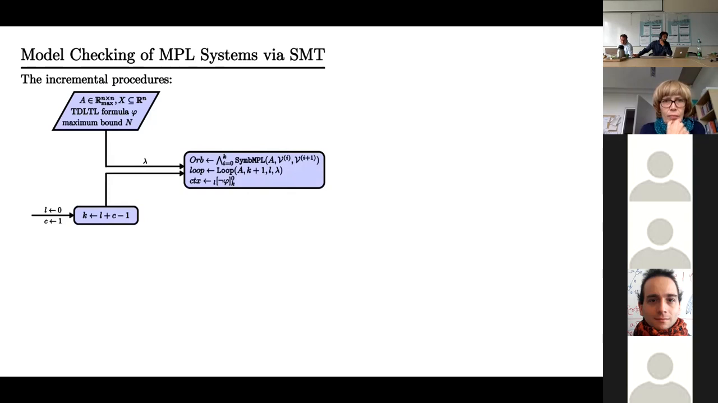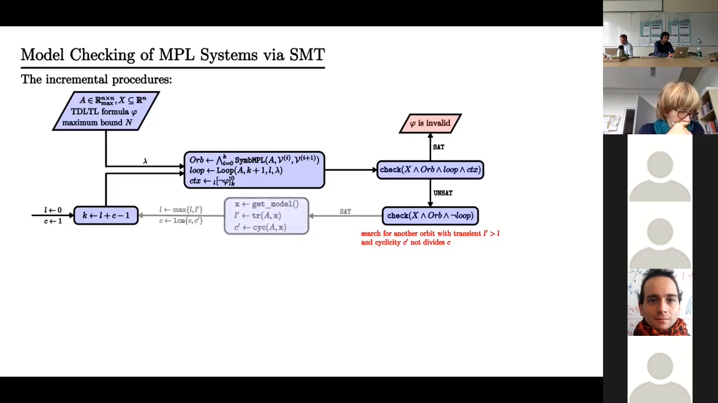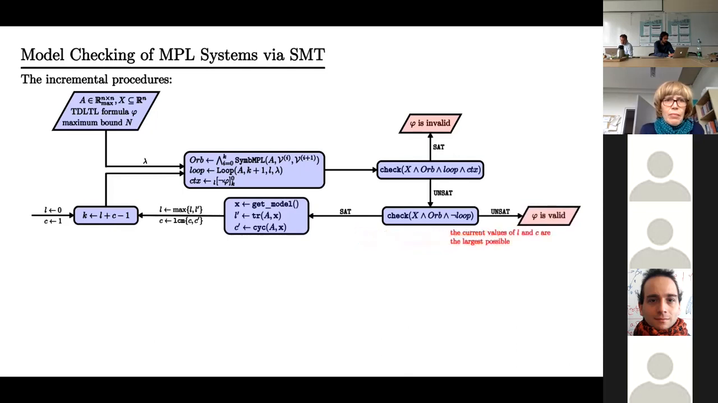By using an SMT solver, we check the satisfaction of the formula. If it is satisfiable, then we can conclude that phi is invalid. Otherwise, we need to increase the bound K. Instead of increasing it by 1, we use SMT solver to check whether there exists another orbit with transient greater than L and cyclicity that does not divide C. This can be done by checking the satisfiability of this formula. If it is satisfiable, then we update the values of L and C as well as the bound K, and then repeat this process. In the case of SMT checking reporting unsat, we can conclude that the current values of L and C are the largest possible, which implies that the specification is valid.